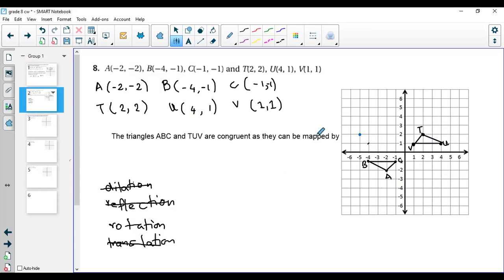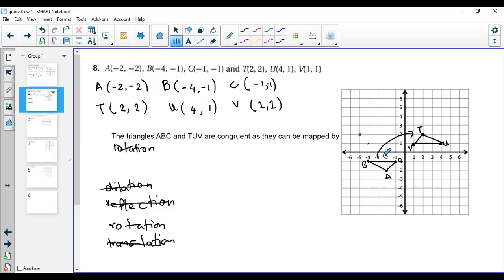Now rotation, so we can write here mapped by rotation. When it is rotation, you need to decide on the degrees as well as the direction. Is it clockwise or counterclockwise? You need to say that too. So let's find out. This is definitely a clockwise because ABC became TUV.